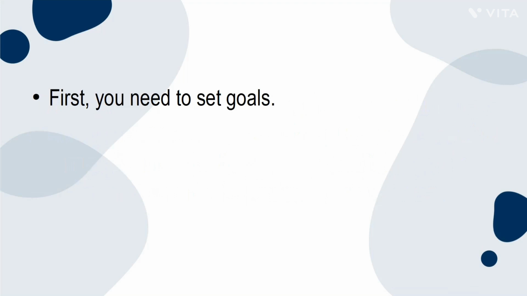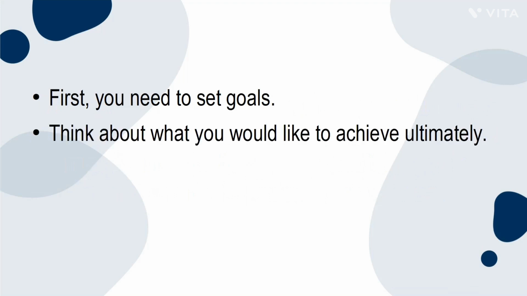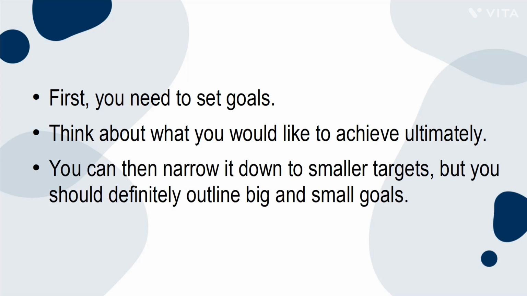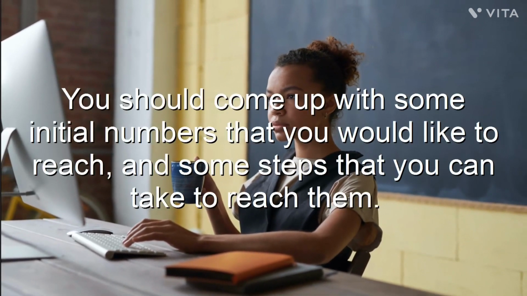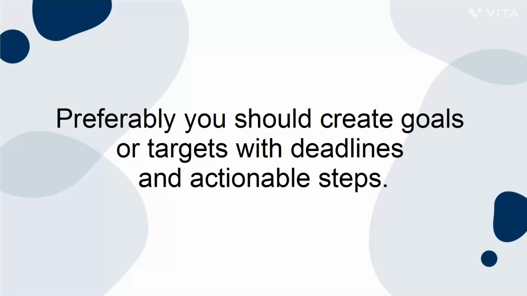First, you need to set goals. Think about what you would like to achieve ultimately. You can then narrow it down to smaller targets, but you should definitely outline big and small goals. A timeline could be an effective visual roadmap for where you want your brand to go and how your marketing can achieve this. You should come up with some initial numbers that you would like to reach and some steps that you can take to reach them.